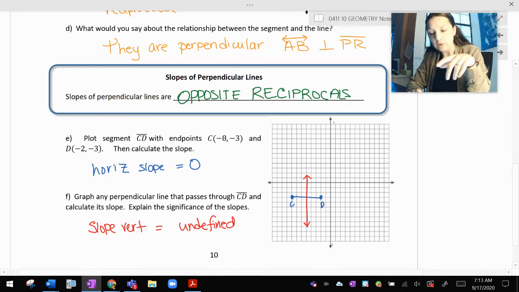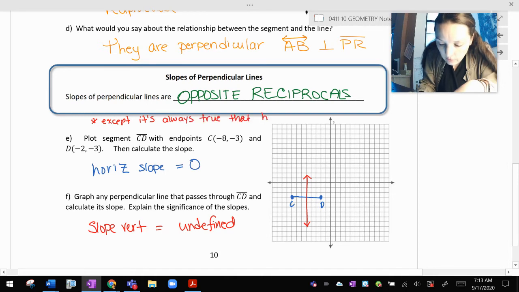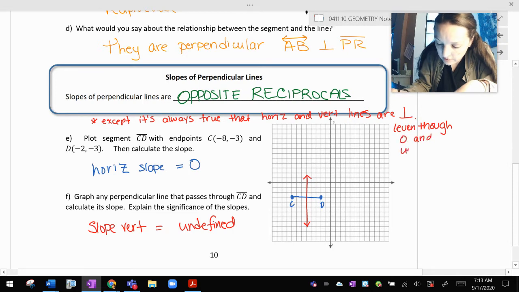Slopes of perpendicular lines are opposite reciprocals, except it's always true that horizontal and vertical lines are perpendicular, even though 0 and undefined aren't opposite reciprocals.